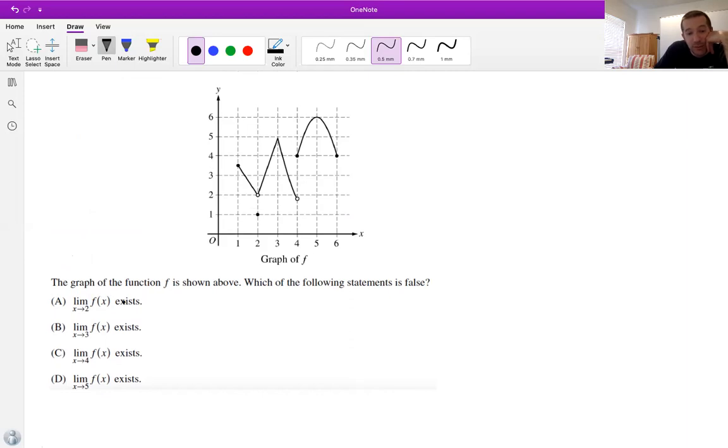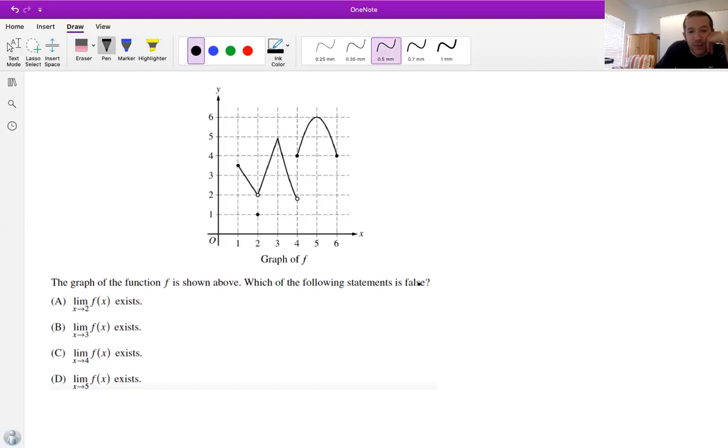So does it? To answer this question, I look at the graph and I say, as I approach 2 from the left and 2 from the right on the x-axis, do the y's approach the same value? If I approach 2 from the left on the graph, y approaches 2. I approach 2 from the right on the graph, y approaches 2. This limit does exist, which means this is not the right answer.